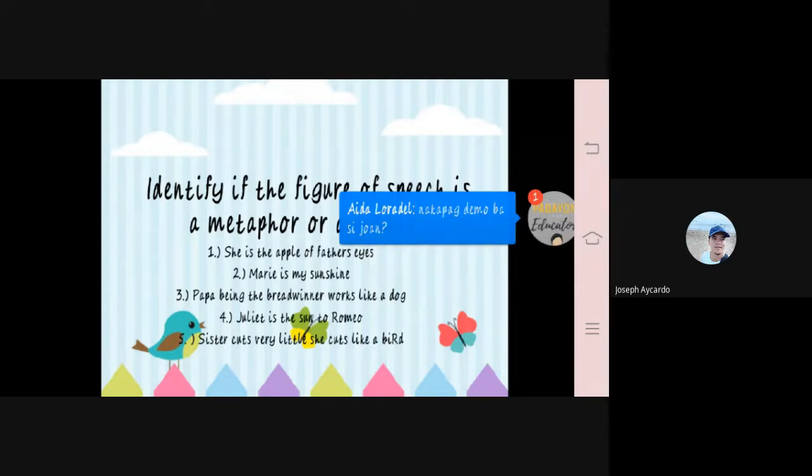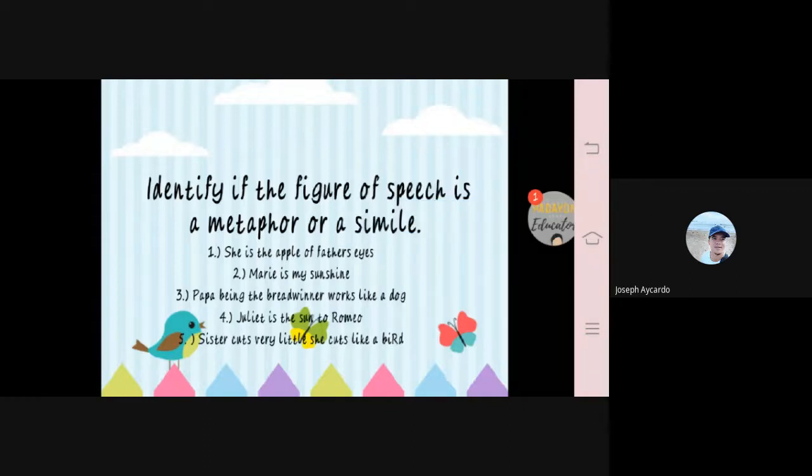Number two, Marites, answer. Marie is my sunshine. Very good, metaphor again. For number three, who will want to answer? Gino. Okay, very good. Hyperbole. Number four, Juliet is the sun to Romeo. Who will want to answer? Dina. Okay, very good. Metaphor. For the last, number five, sister eats very little. She eats like a bird. Who will want to answer? Joanne? Okay, very good, simile.